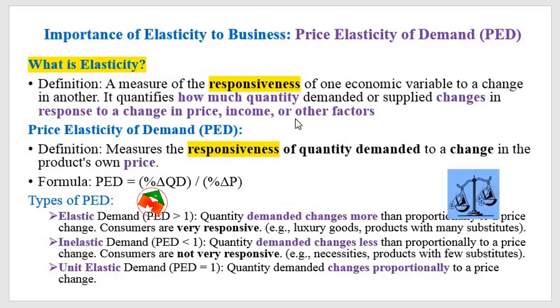Due to the change in price, what would be the response in the demand? What would be the response in the supply? That kind of responsiveness is known as elasticity. If there is a change in income, what would be the response in the demand? What would be the response in the supply? So that kind of responsiveness is known as elasticity.